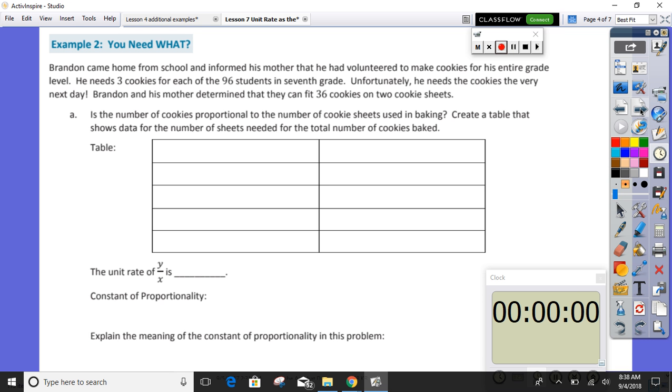So he did this to his mother. And unfortunately, he needs the cookies the very next day. Brandon and his mother determined that they can fit 36 cookies on 2 cookie sheets.